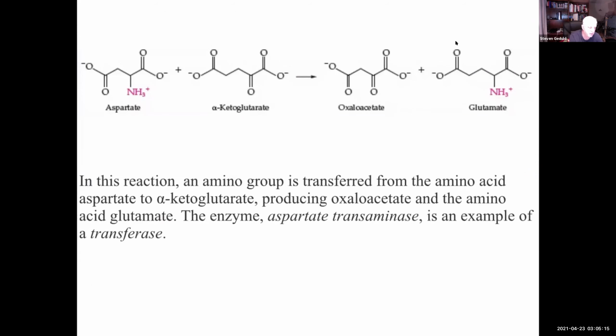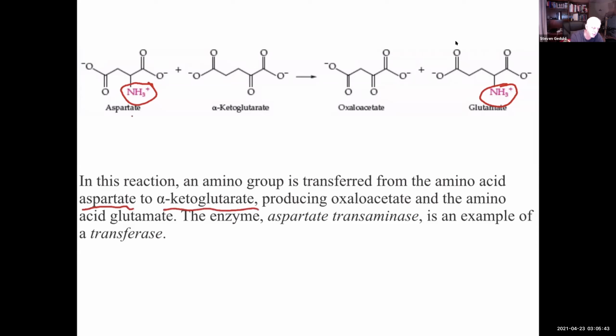Okay, in this reaction here, you're taking this NH3 and moving it to that NH3 group there. You move it to a different molecule, going from aspartate to alpha ketoglutarate to oxaloacetate to glutamate. So you're basically transferring an NH3 group. In this reaction, an amino group was transferred from the amino acid aspartate to the alpha ketoglutarate.